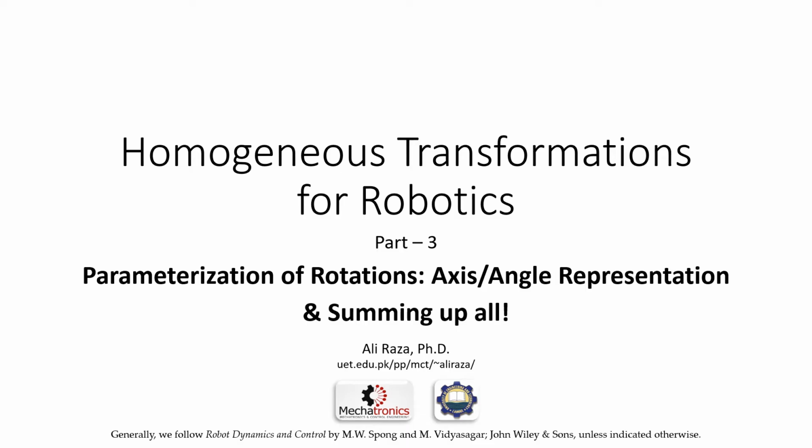So today we're going to get into the last phase of homogeneous transformations, and in that we plan to discuss axis angle representation, which is one form of the parameterization of rotations that we started last time. And once done, we will sum it all up and discuss what is the final form of homogeneous transformations. And that will prepare us for the subsequent discussion on forward kinematics. So let's start the discussion.